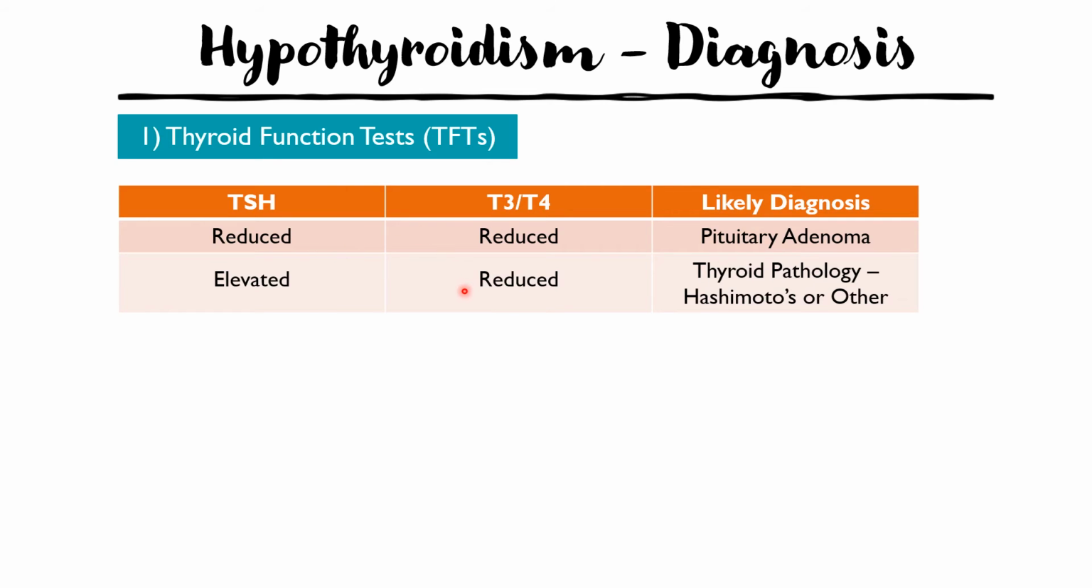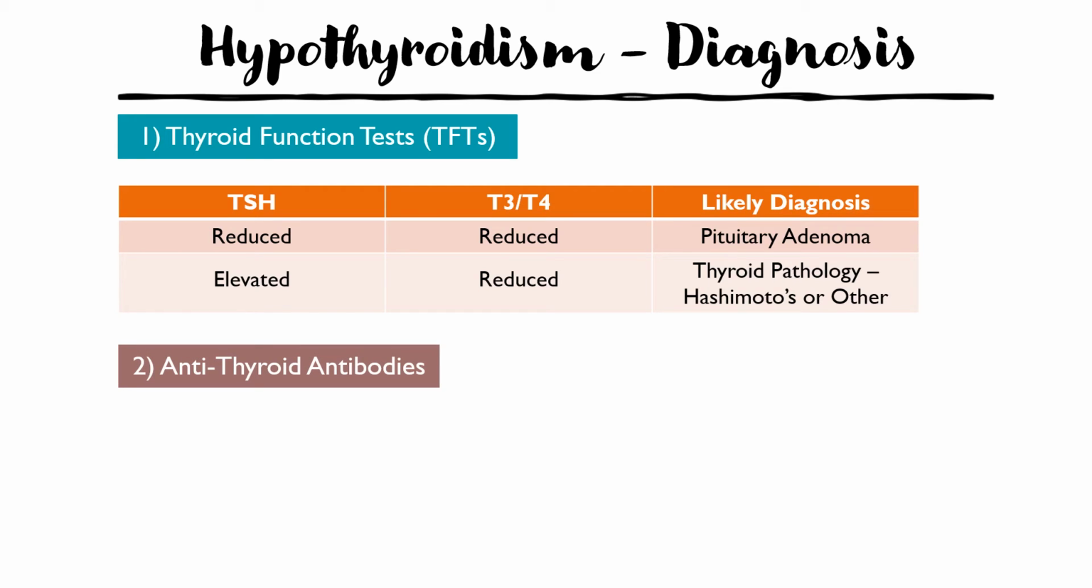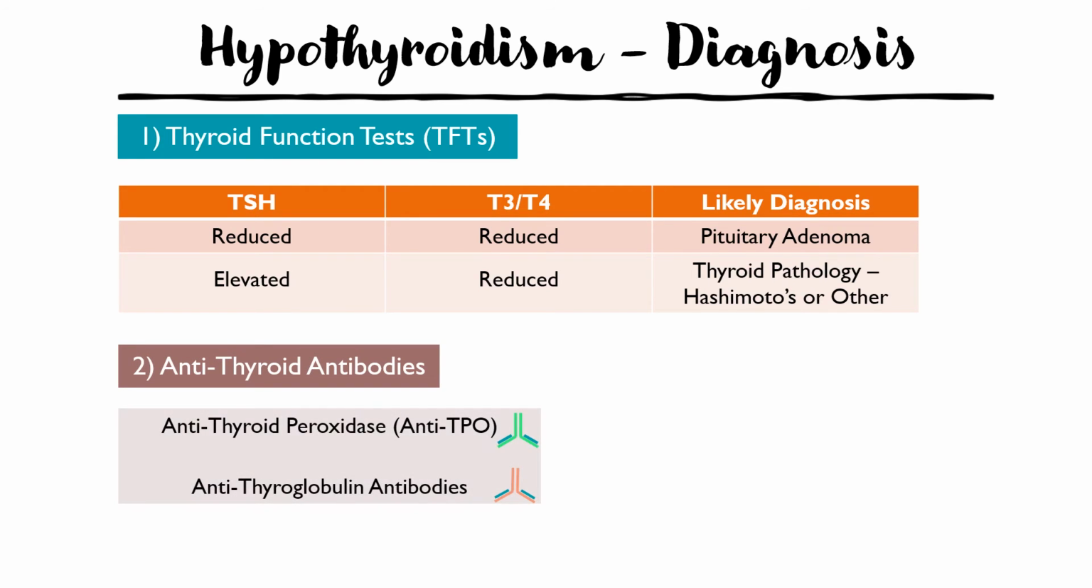If alternatively, your T3 or T4 are reduced, but your TSH is elevated, then it suggests that your pituitary gland is trying to influence your thyroid to secrete more T3 and T4, but it's unable to do so for some reason. And the most likely cause would be Hashimoto's thyroiditis here. You can also conduct antithyroid antibody screening, looking for the presence of antithyroid peroxidase antibodies or antithyroglobulin antibodies, and this can help to cement a diagnosis of Hashimoto's thyroiditis.